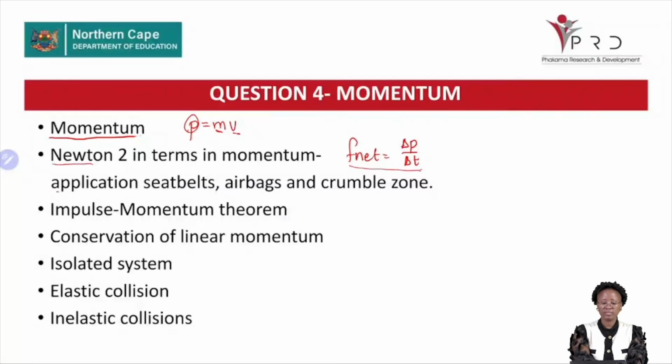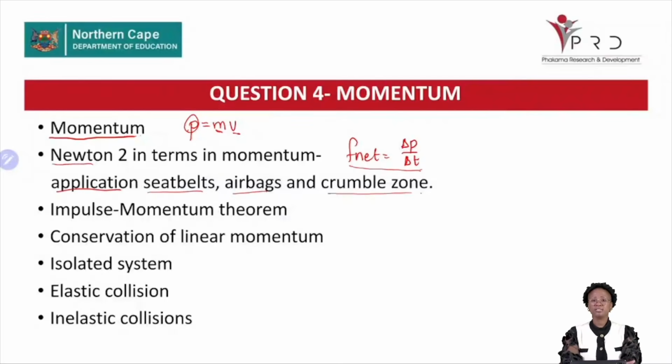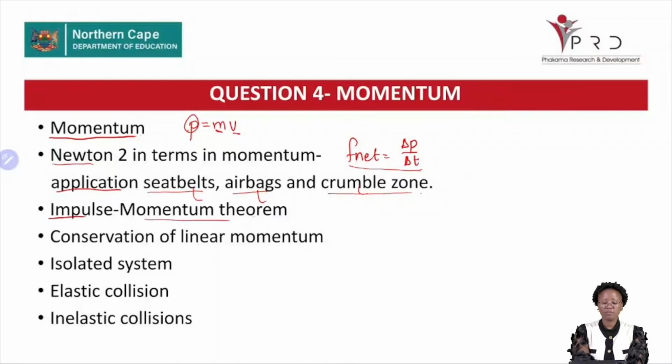Also, we're going to talk about the applications of seat belts, airbags, as well as the crumple zones, to say what is the relationship between the impulse momentum theorem with the application in terms of seat belts, airbags, as well as crumple zones. All right, we'll look at that shortly. And then impulse momentum theorem. When the examiner says to you, use the impulse momentum theorem to calculate, you need to know which formula to use. So remember, the impulse momentum theorem is F net delta T equals change in momentum.